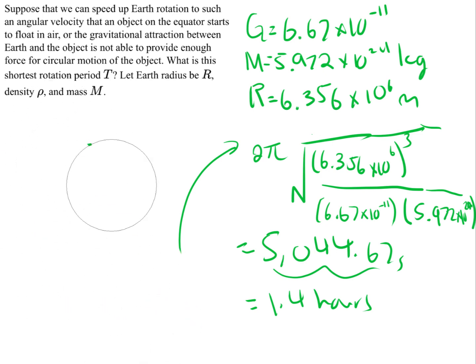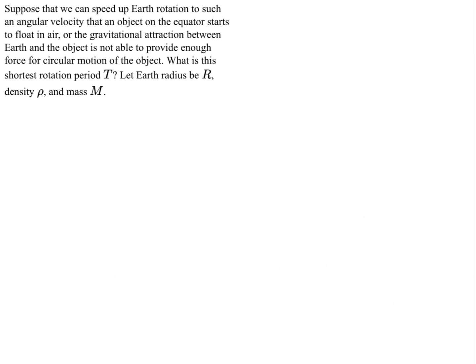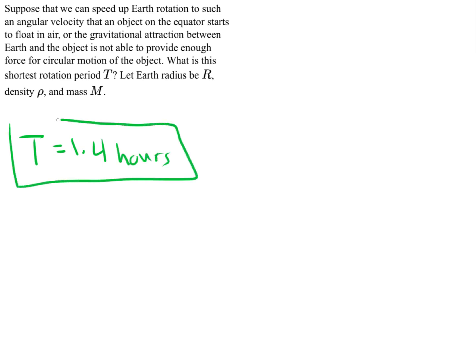So given all of that, the period required for you to float at the equator is 1.4 hours, which is really fast, and we're not going to get anywhere near that. So basically this is like having a day every 1.4 hours, and if you're standing at the equator, you would be able to kind of float in the air, and that is how you would solve this problem.